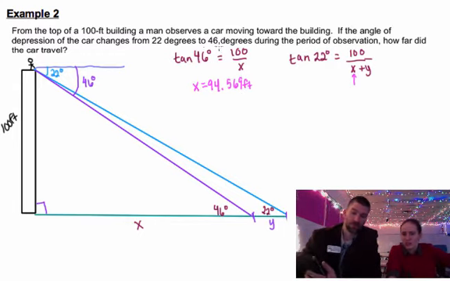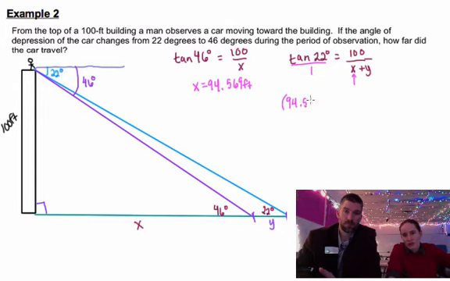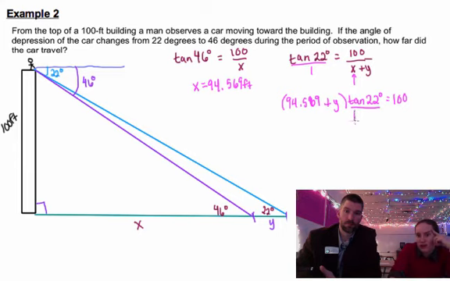And the way he solved this is we have to cross multiply. We end up with 100 divided by tangent of 46. We put that in right here for x, and so we're going to cross multiply here and have 94.569, which is x, plus y times tangent 22 equals 100. Well, we could distribute, or we could go ahead and divide by tangent 22.